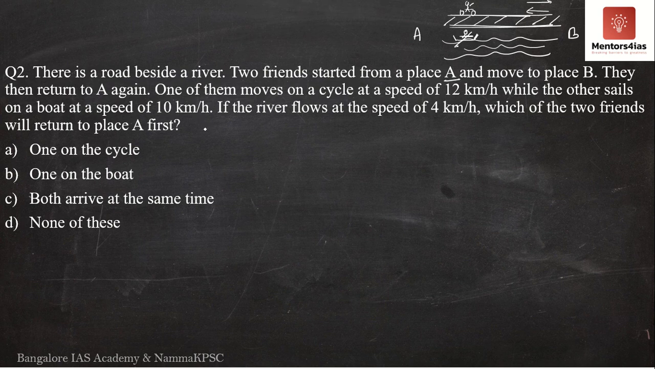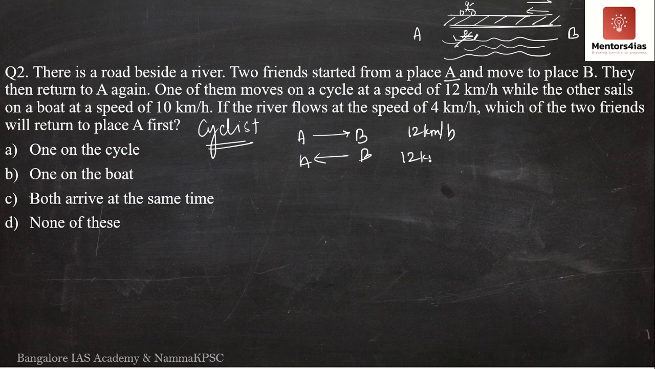So first, what will we do? First, we will take the cyclist. Now, what is the question saying? One of them moves on a cycle at a speed of 12 kilometers per hour, meaning the cyclist goes from A to B at 12 kilometers per hour and also moves back from B to A at 12 kilometers per hour. Meaning what? The average speed of the cyclist is 12 kilometers per hour.